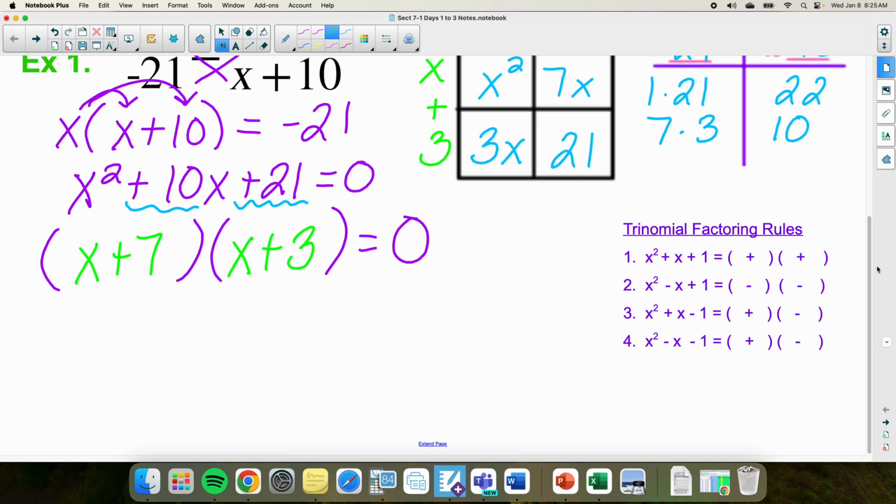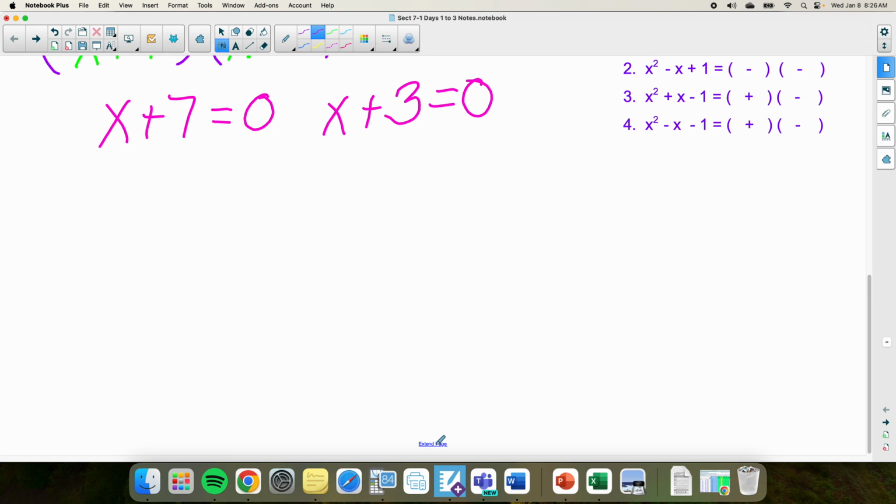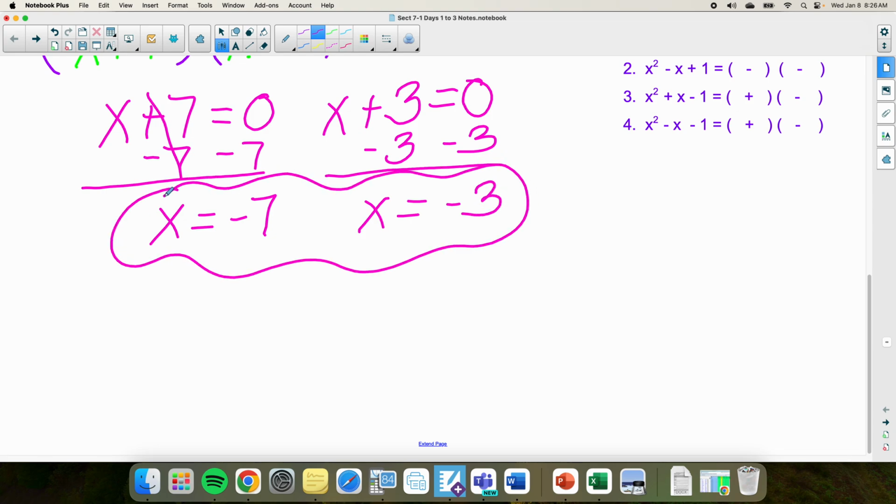okay? So here's what we would do. We would think, okay, X plus 7 has to equal 0, and X plus 3 has to equal 0. Okay, so what I'm gonna do here is solve this by subtracting 7, and X equals -7. And then here I'm gonna subtract 3, and X equals -3. These are the answers of that.